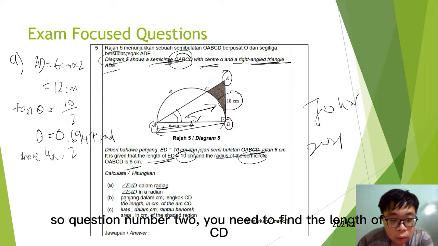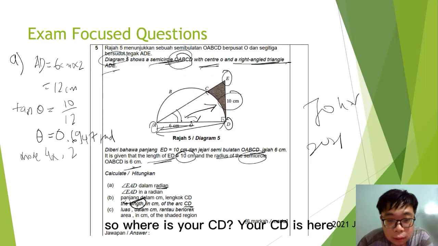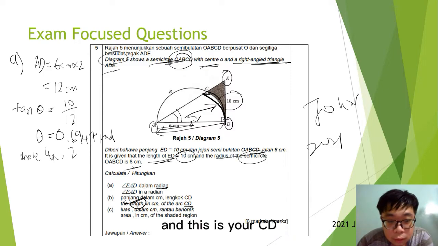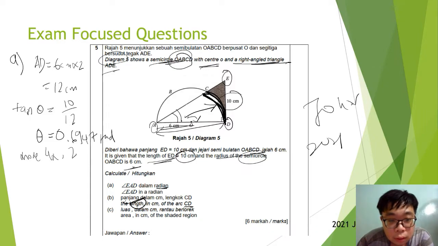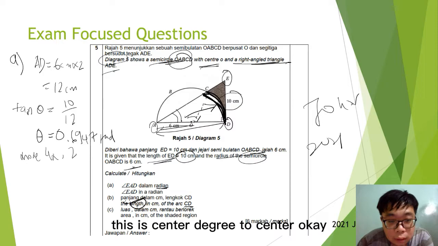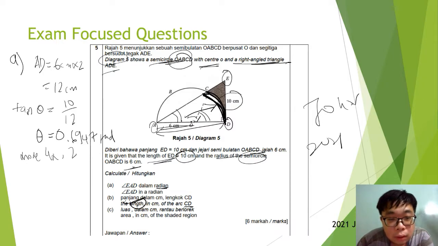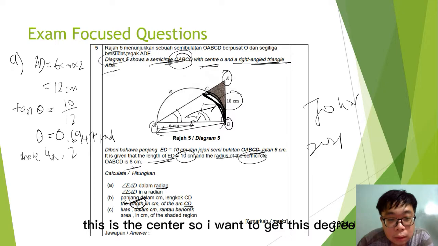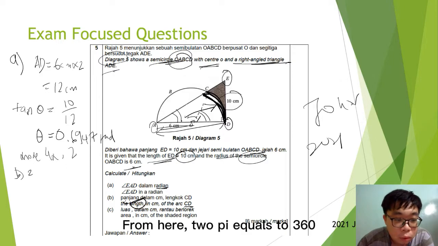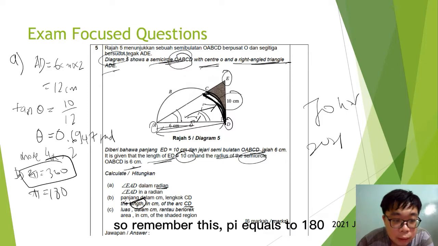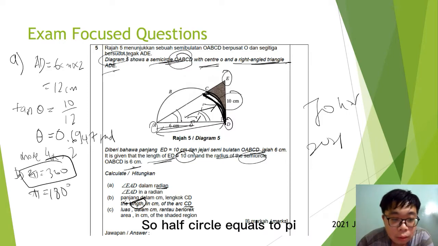Question number 2, you need to find the length CD. So where's your CD? Your CD is here. Okay, this is your CD. Remember when you calculate this CD, you need the angle at the center. Okay, so you can see this is the center. So how do you get this angle? You still remember from here 2 pi equals 360, so your pi is 180 degrees. So half a circle equals pi.